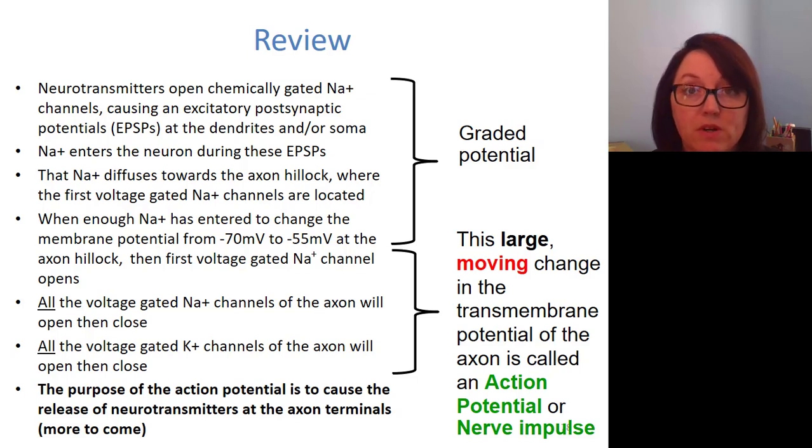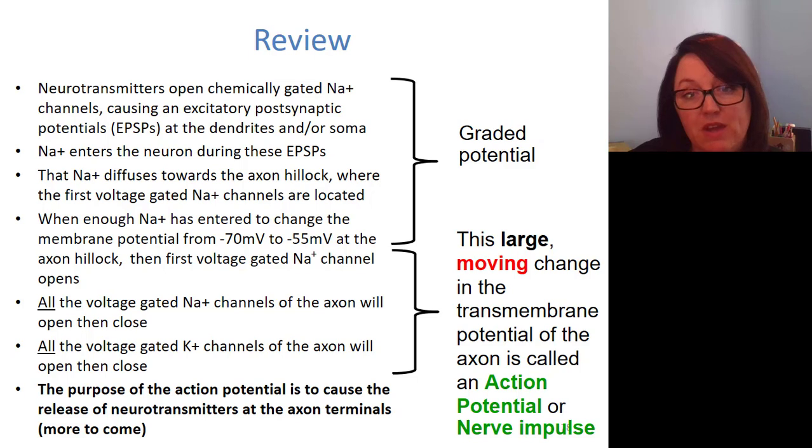Well, it all starts with neurotransmitters, right? Neurotransmitters open chemically gated sodium channels, causing excitatory postsynaptic potentials at the dendrites or cell body of the neuron. Right? If enough sodium enters the neuron during these excitatory postsynaptic potentials and we reach -55, then we will open our first voltage-gated sodium channel, right? And that's the beginning of the action potential, the opening of the first voltage-gated sodium channel. That's the knocking down of our first domino. If we knock down our first domino, all the rest of them will fall down.